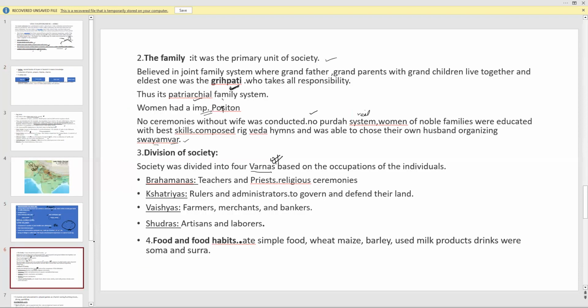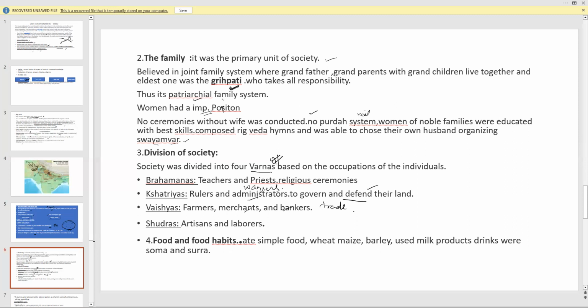Then in society, they had four varnas. Brahmanas, who actually carry out all the religious ceremonies in our houses even today, whether a yagya or a muhurat or any kind of ritual, it is done by the Brahmanas. Kshatriyas were the rulers or warriors, who governed and defended the land. Then Vaishyas were the farmers, agriculturists or merchants, who carried out cattle rearing as well as trade. That is, merchants and bankers, tradesmen.